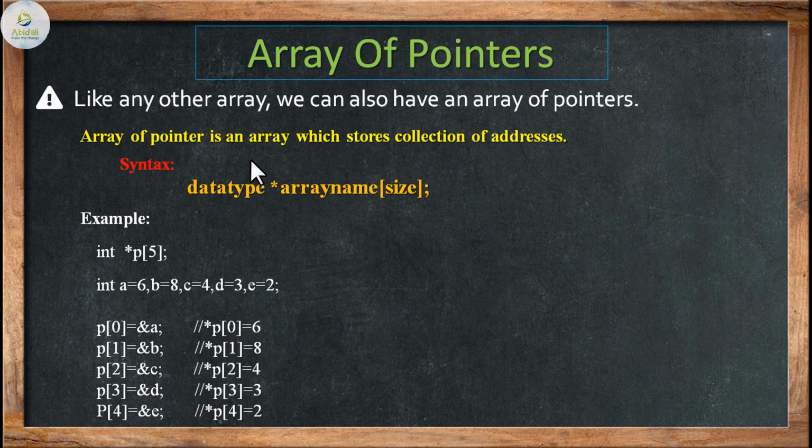Okay. Syntax: we have the data type, the type of value the array of pointers is going to belong to. Asterisk indicates the pointer has been declared. Then an array, and it says the total number of pointers that can be given. Example, int asterisk p, and size is 5. So here we have different variables.